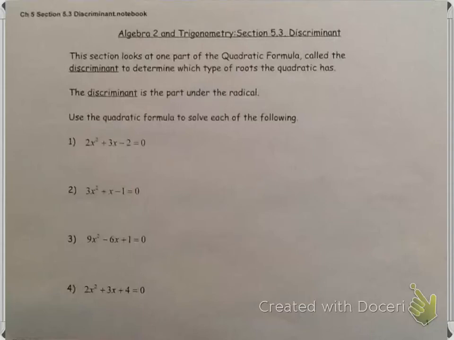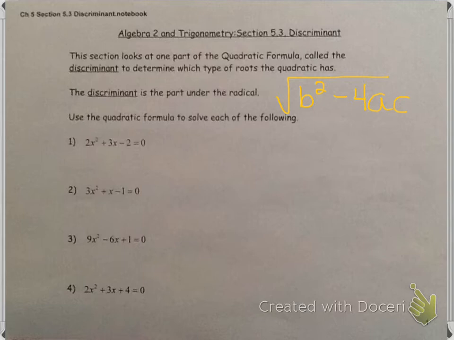The next part about quadratics that we're going to cover is called the discriminant. It's the part of the quadratic formula that's underneath the radical. So it's the b squared minus 4ac. This allows us to determine the types of roots of the quadratic.